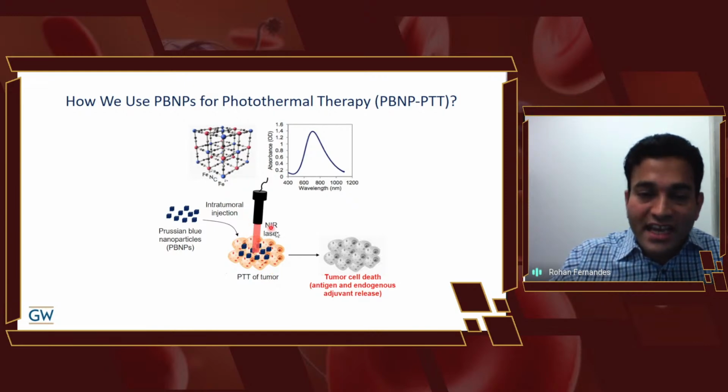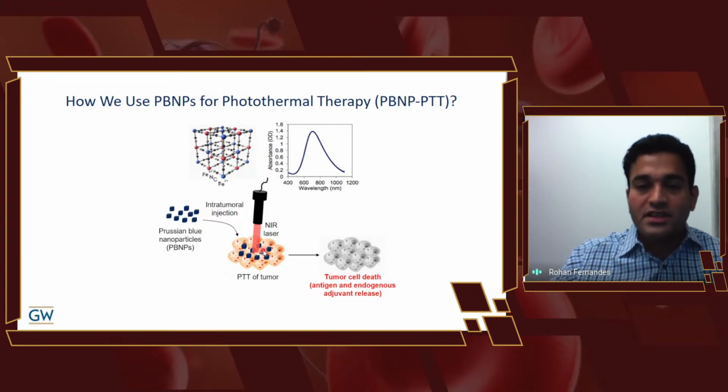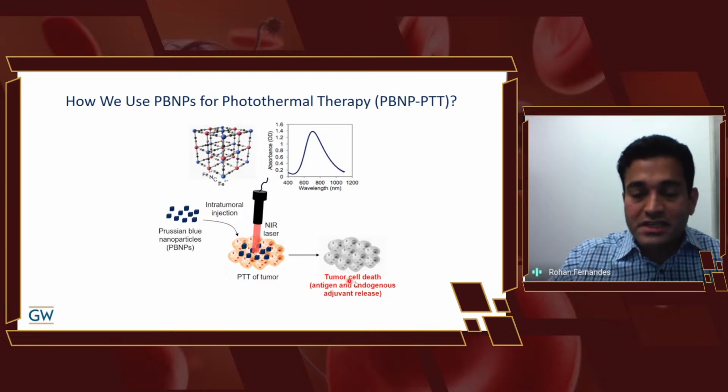And then when we irradiate these nanoparticles with a near-infrared laser, so we use a laser of wavelength 808, although that does not correspond to the maximum absorption of Prussian blue nanoparticles. It does correspond to the window of lower absorption of human tissue. And with these nanoparticles in the tumor microenvironment irradiated with the laser, we generate tumor cell death.